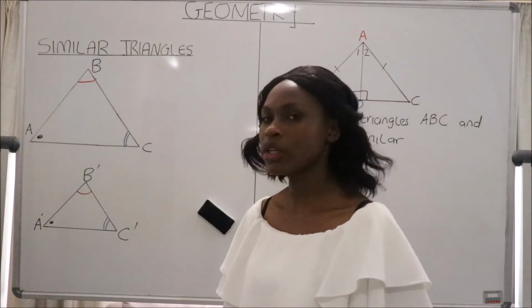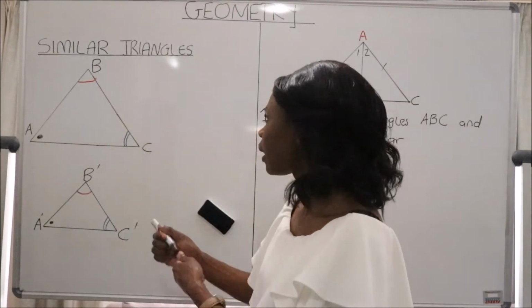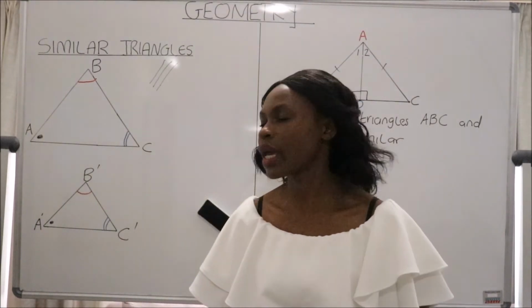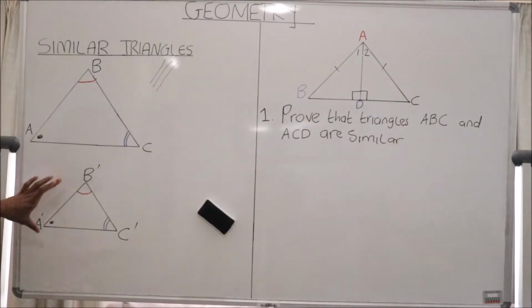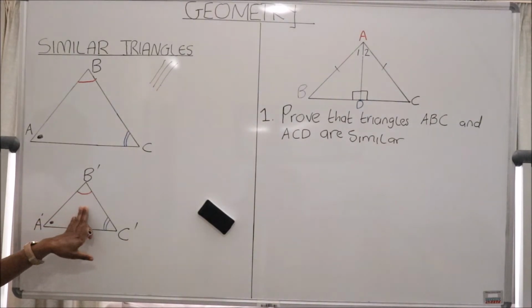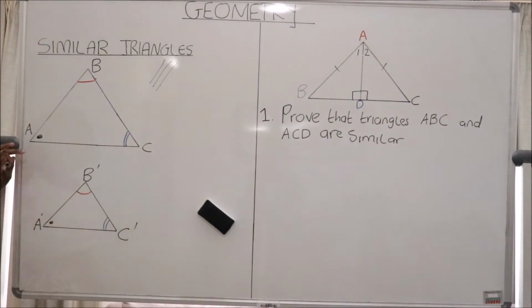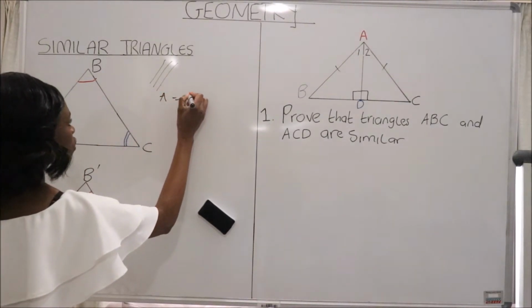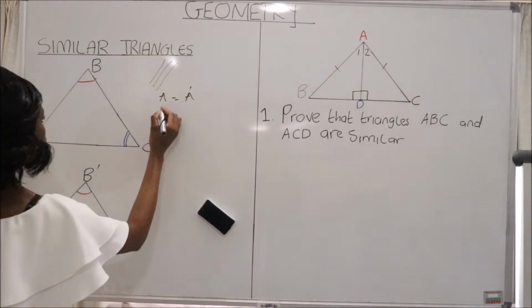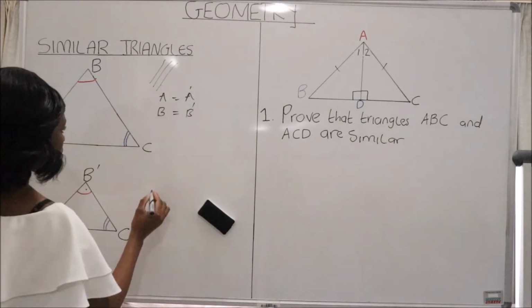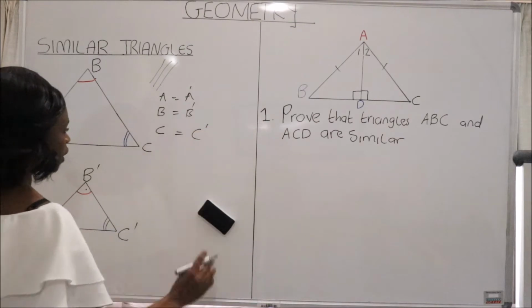Alright, then also the sign to show that the triangles are similar is always denoted by these three lines, which means similarity in triangles. If we were to prove that these two triangles are similar, what you need to do first is to see that the angles in the first triangle are equal to the angles in the second triangle. In these two triangles, the angle of A is equal to the angle of A prime, the angle of B is equal to the angle of B prime, and the angle of C is equal to the angle of C prime.